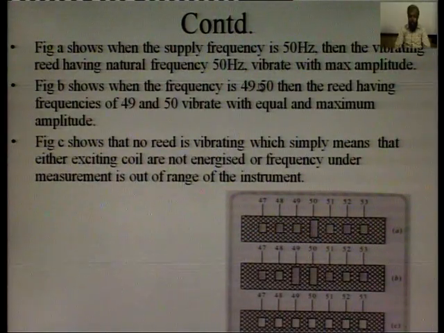Figure C shows that no reed is vibrating, which simply means that either the exciting coils are not energized or the frequency under measurement is out of range of the measurement. So in figure C no reed is vibrating, which means that either the exciting coils are not energized or the frequency under measurement is out of range.